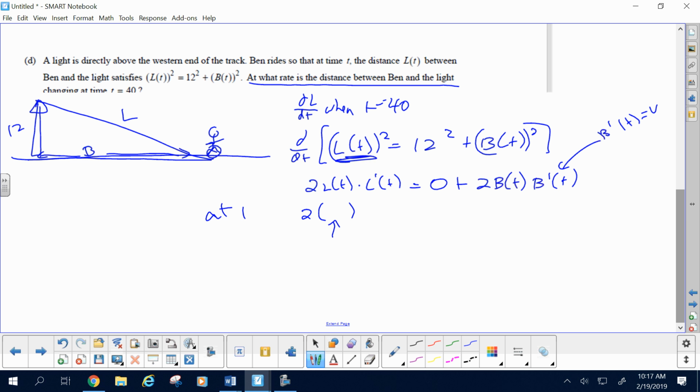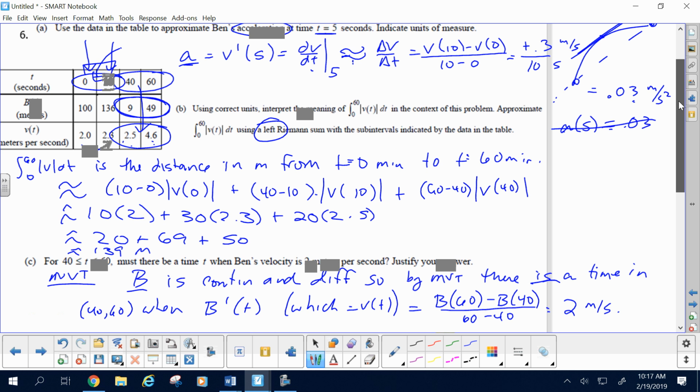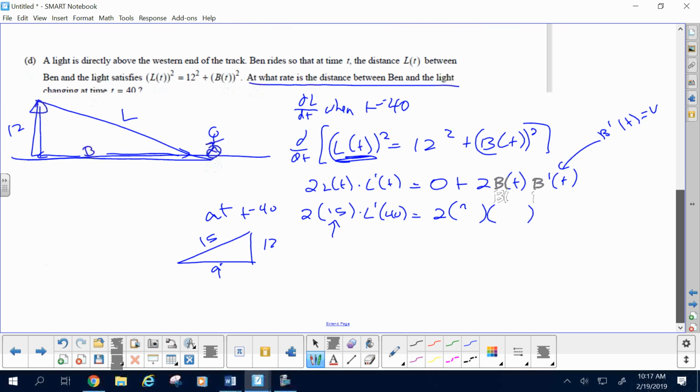So 2 times L at t. At the instant time equals 40, the triangle looks like this. This is 12, this is 9. So that's 15. You had to do a little Pythagorean theorem action. L prime at 40 is what you're looking for. And this was given in the table. b at 40 was 9, and v at 40 was 2.5.